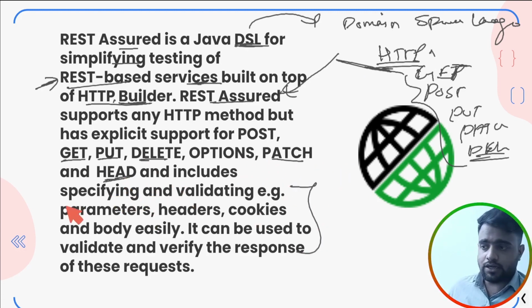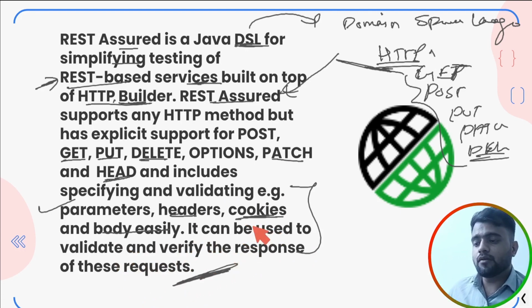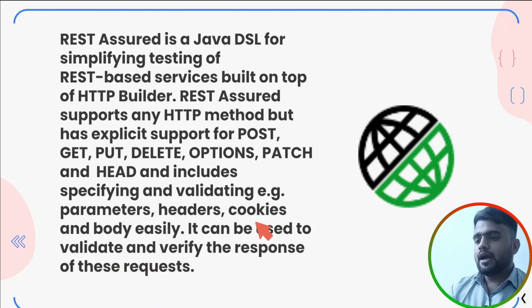This includes specifying and validating things, right? You can validate the parameters. You can validate the headers, as well as the cookies and the body easily. So using REST Assured, you can validate a lot of things of API endpoints. It is used to validate and verify the response of these requests. This is REST Assured, right?